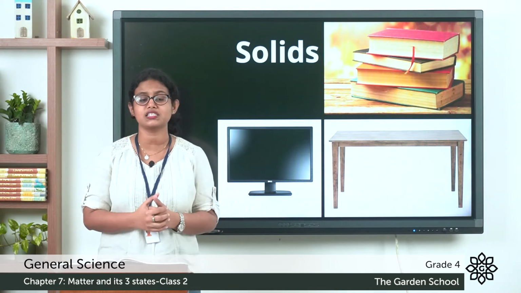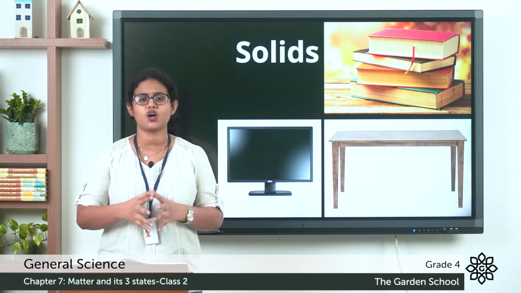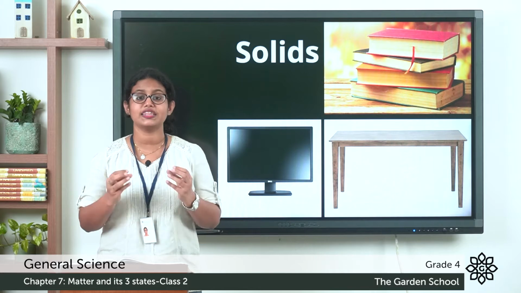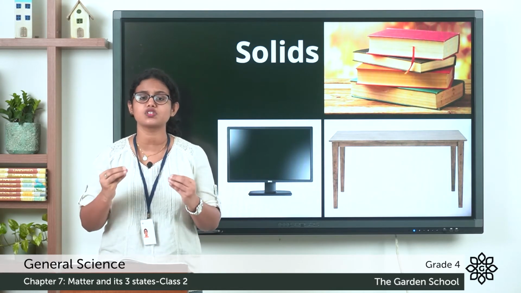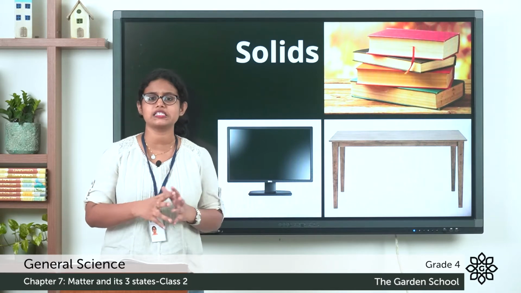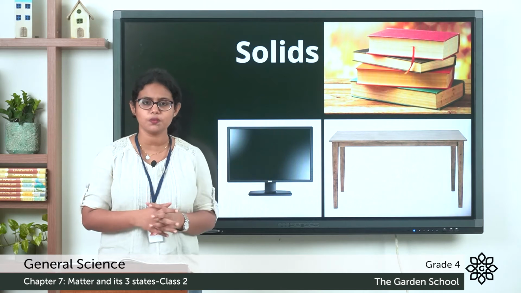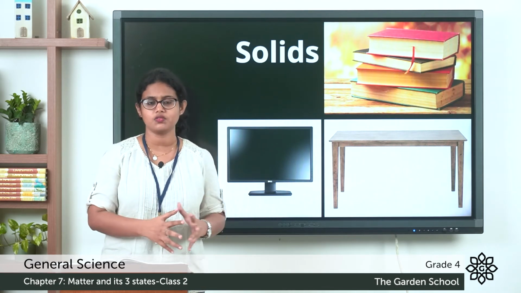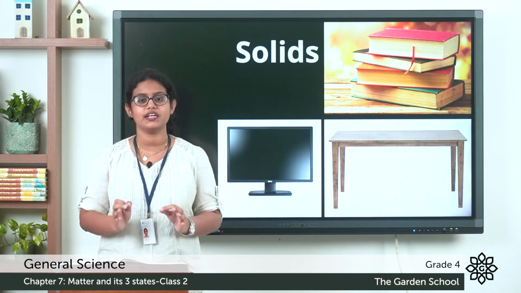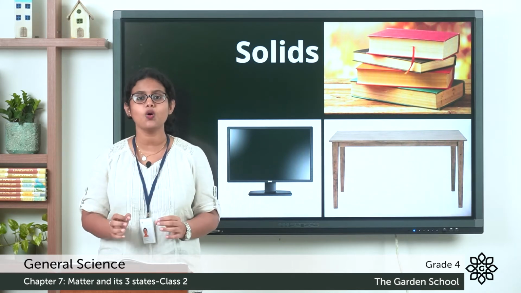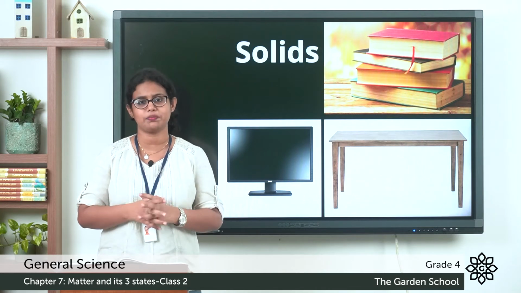What exactly makes them solids? Why do we say all these objects are solid? Because they have a definite shape. They have a very fixed shape. Wherever you place them, their shape doesn't change. If you take this book and keep it somewhere where you like, does its shape change? No, its shape doesn't change. It holds its shape. So, solids have a definite shape.